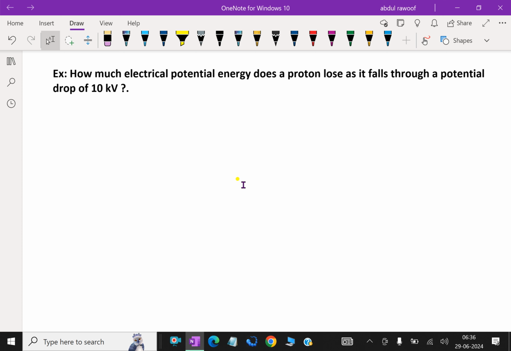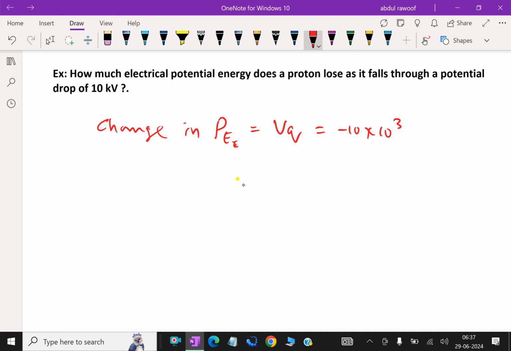Its change in potential energy as it moves through a potential difference V is VQ. We need the change in potential energy, which is VQ, where V is minus 10 into 10 power 3 volts, into the charge of one proton, which is positive 1.6 into 10 power minus 19 coulomb.